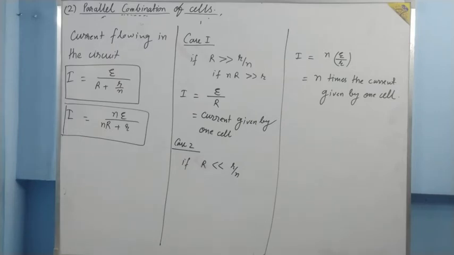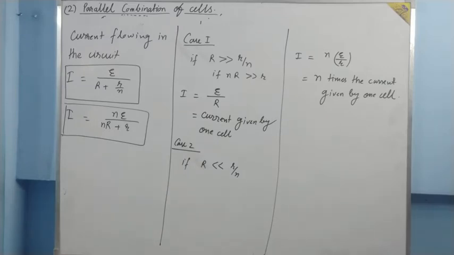And if you remember, we have done for the series combination, when external resistance was very high, then we prefer series combination. And when the external resistance is very less, then we prefer parallel combination. So if in the examination it is asked when series combination is preferred and when parallel combination is preferred, you must tell that series combination is preferred when the external resistance is very high, and parallel combination when the external resistance is very less, compared to the internal resistance. Is it clear? So this is all about series and parallel combination of cells.